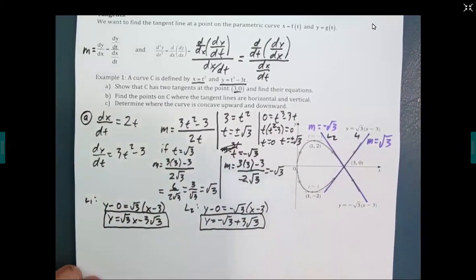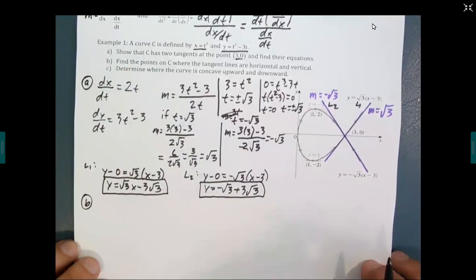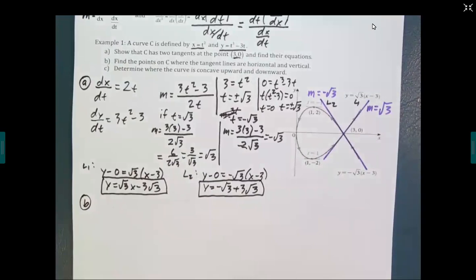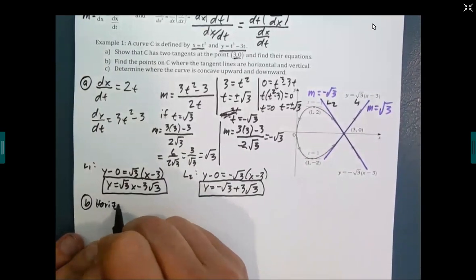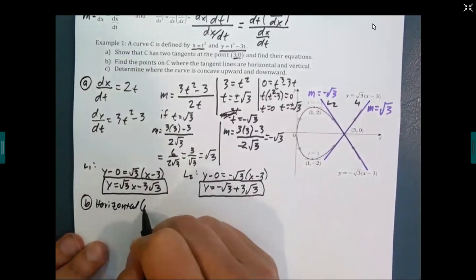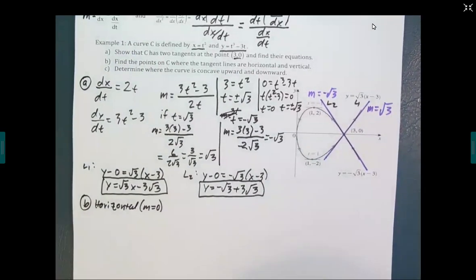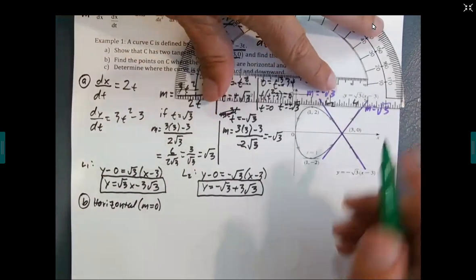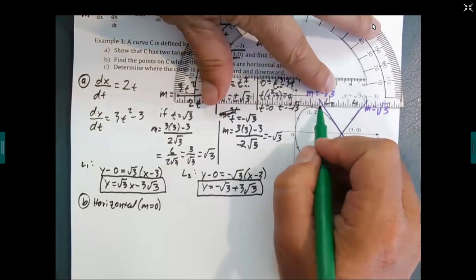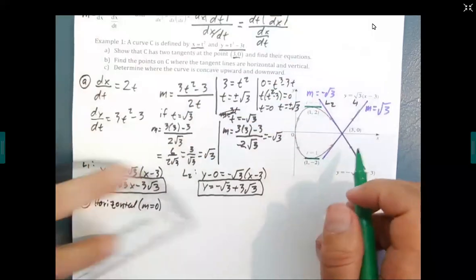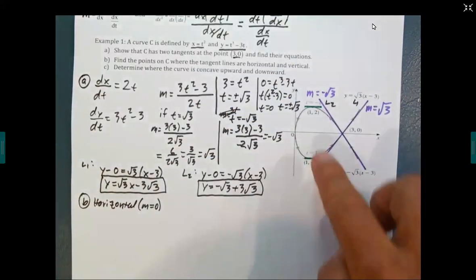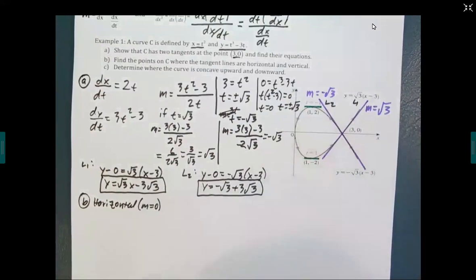Part B. So show the points on C where the tangent lines are horizontal and vertical. Okay, let's start with horizontal. That means the slope equals 0. Now I want to point out that we have horizontal tangent slopes right here. So I'm guessing we're going to end up with the points 1, 2, 1, negative 2.